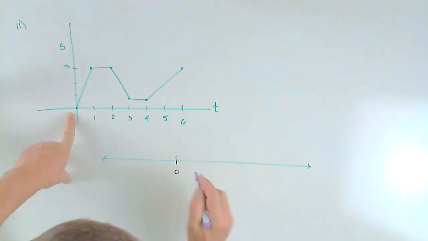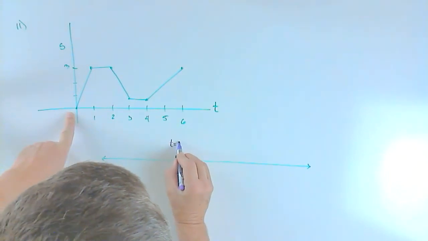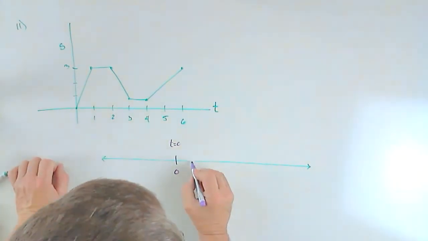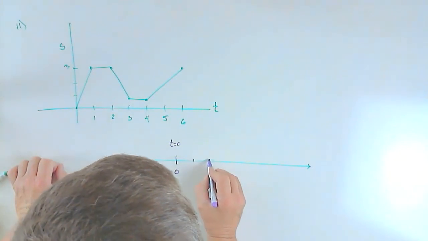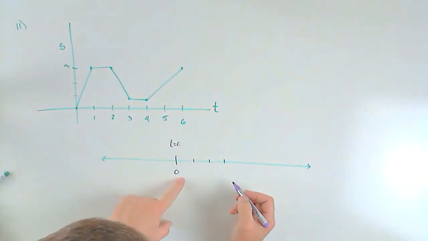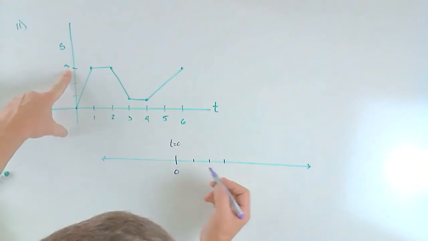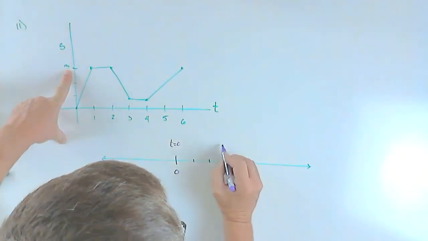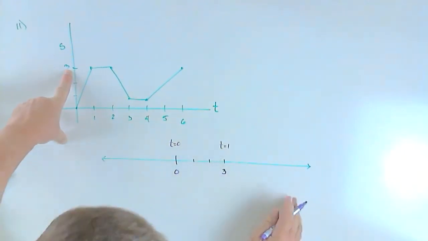Now what happens? So I'm going to write t equals 0 right there, just so we can see where we're at. Now at time 1, we're at position 3. So we have moved to the right 3, because from 0 to get to position 3, I had to move to the right. So this is 3, and we're here at t equals 1.